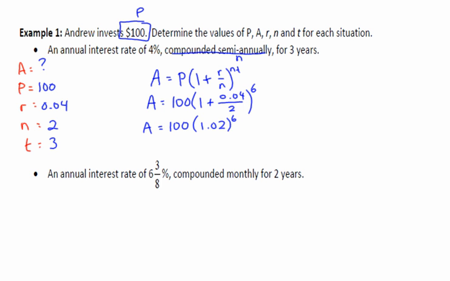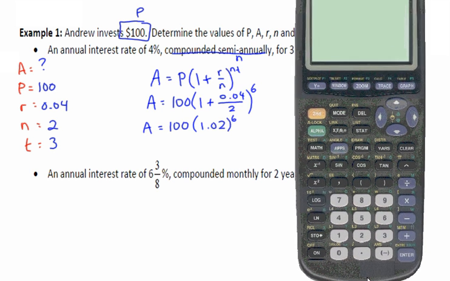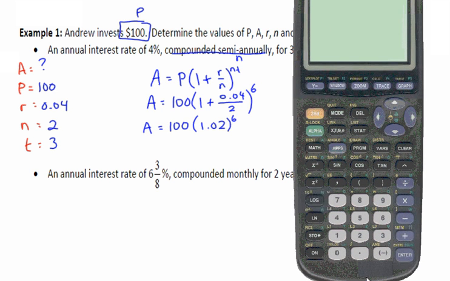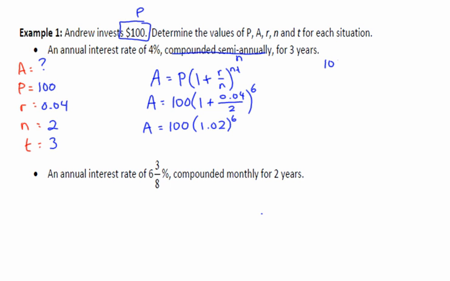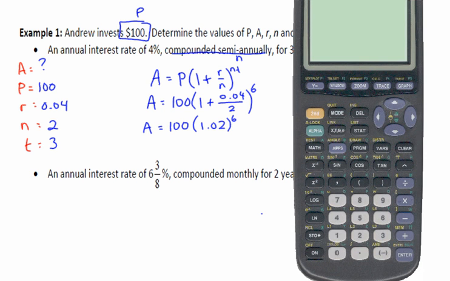So let's enter that into our calculator. What this is saying is I invest $100. It's going to accumulate interest 6 times at 2% per time. So if I were to make a chart, we have $100 after the first time. What's 2% of 100? $2. So 102.